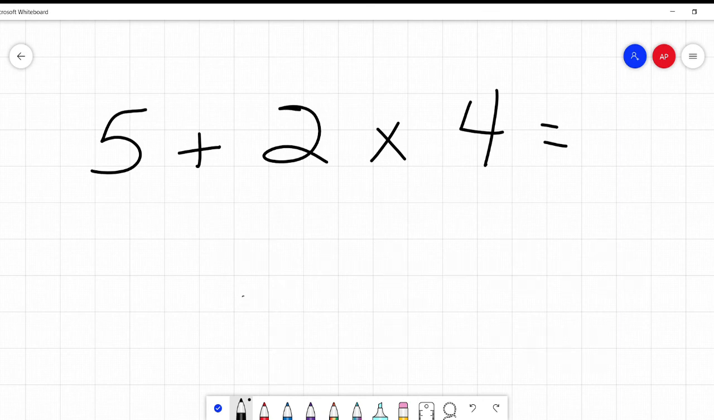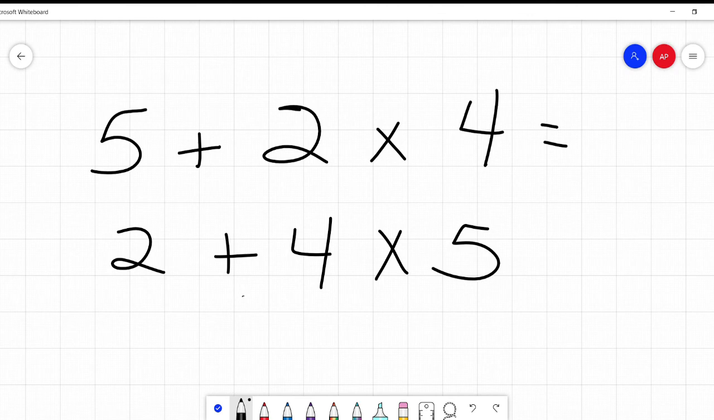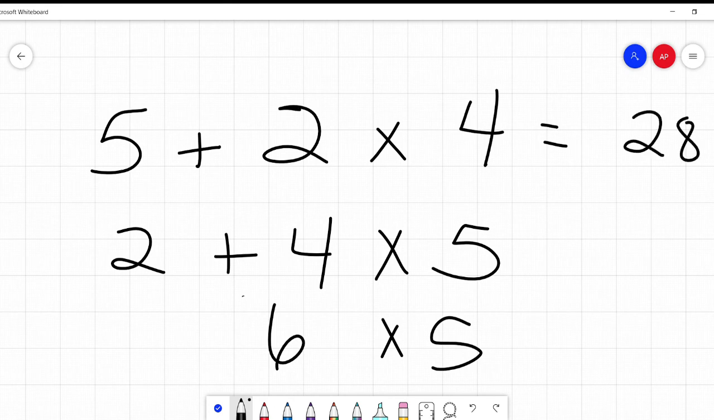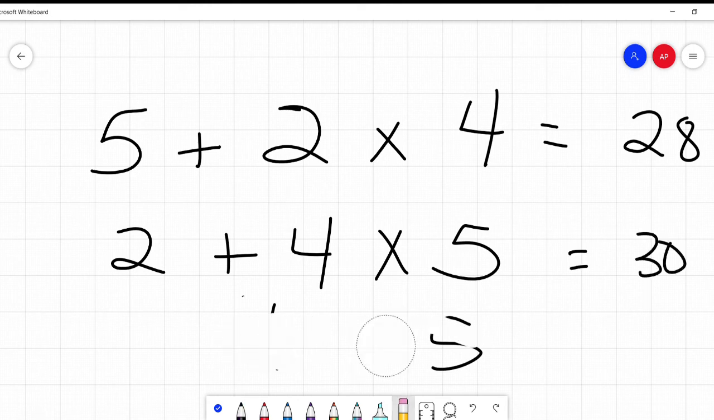Erase. Now, what happens if I reordered those? Like, what if I said, okay, well, it's addition and multiplication and we can move things around, right? Well, what happens then? 2 plus 4 is 6. 6 times 5 is 30. Oh, okay. So now, first we had left to right, we got 28. Now we have 30. Okay.